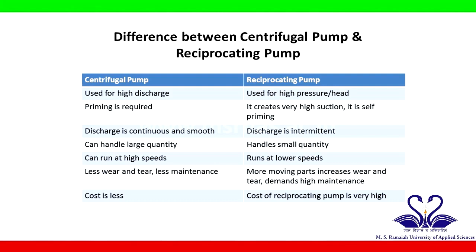Centrifugal pump can thus run at high speeds, but the reciprocating pump is limited to low speed application. Cost of a centrifugal pump is less when compared to reciprocating pump, which is about 3 times the cost of centrifugal pump for the same power output.